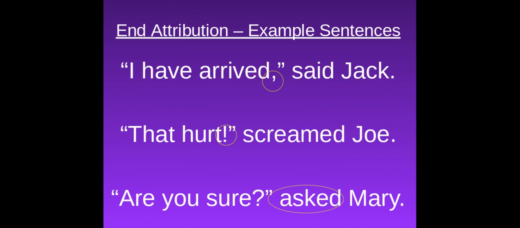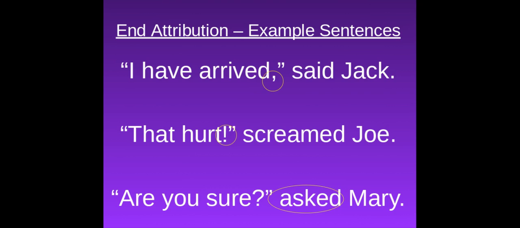In my second sentence, it's someone screaming, so I used an exclamation point. So you don't use a comma in that case. You would use an exclamation point, and then we have our attribution coming afterwards. In the third sentence, we have a question, so we use a question mark. Then we have asked Mary. Now, the reason I have the word asked circled in the third sentence is that word can be anything. Okay. It could be the word said. It could be the word screamed, asked, exclaimed. There are hundreds of different words.